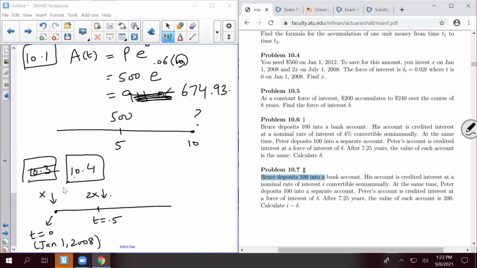And you want both of these to accumulate. So what's our final time? January 1, 2012 is how much? t is equal to 4 years.